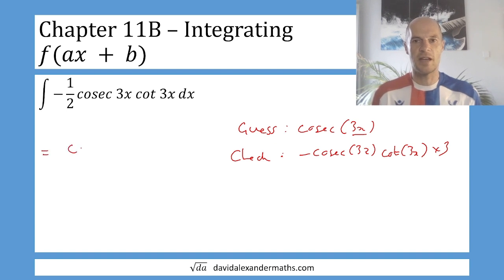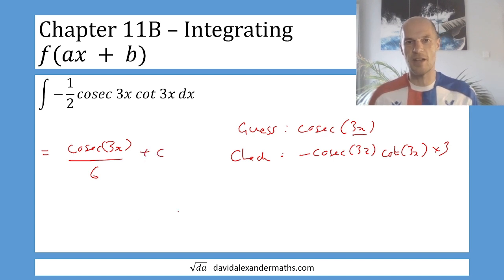So that is going to be the cosec of 3x over 6. So cosec 3x gives us the minus cosec 3x cot 3x, and then we're multiplying the 3 by 1/6, and 3 over 6 is 1 over 2, plus the c. Sorry, I got a bit tangled up there. Hopefully that made sense though.